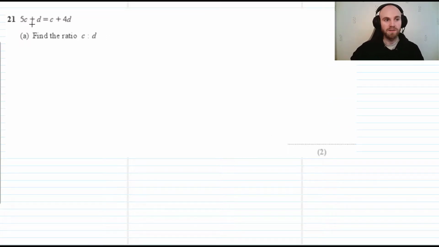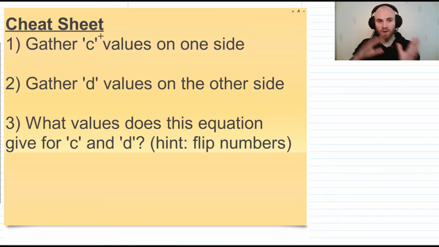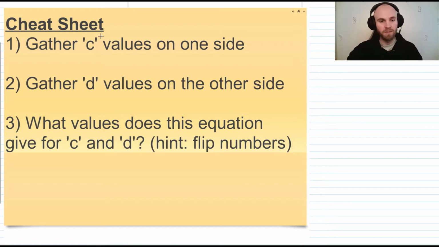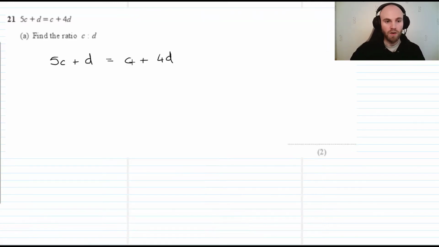Question 21, 5c plus d equals c plus 4d. Part A, find the ratio c to d. If we go to the cheat sheet, we're going to gather all the c values on one side and the d values on the other side, and then find out what values this equation gives for c and d. A good hint here would be to flip the numbers when we're talking about ratios. So I'm going to subtract c from both sides to get 4c plus d equals 4d.